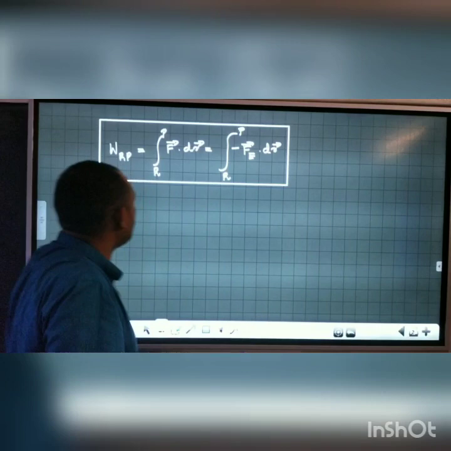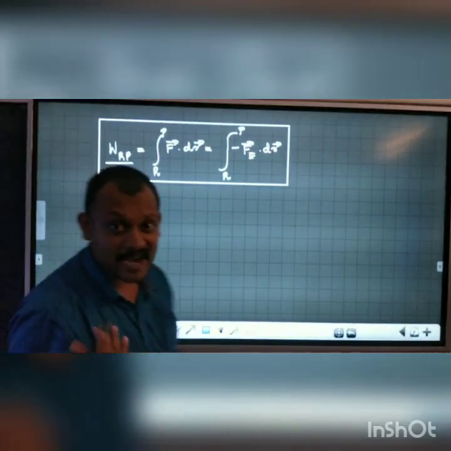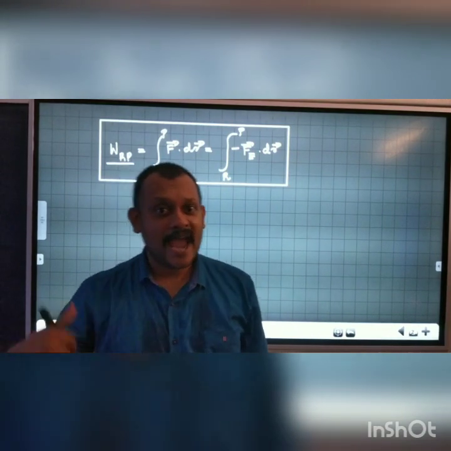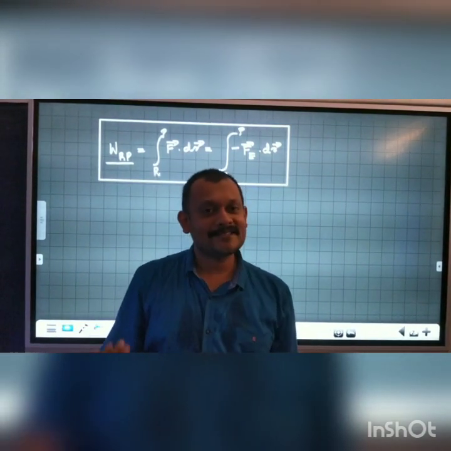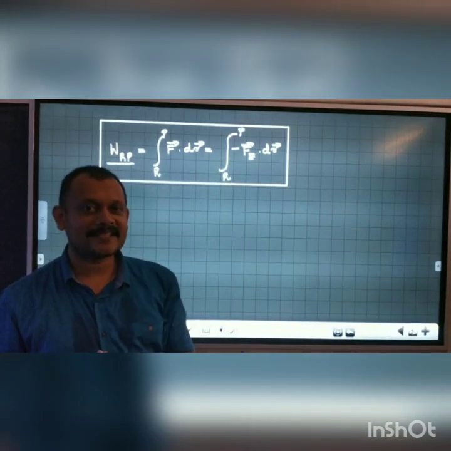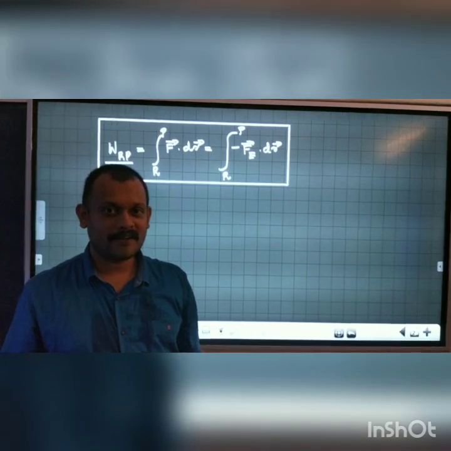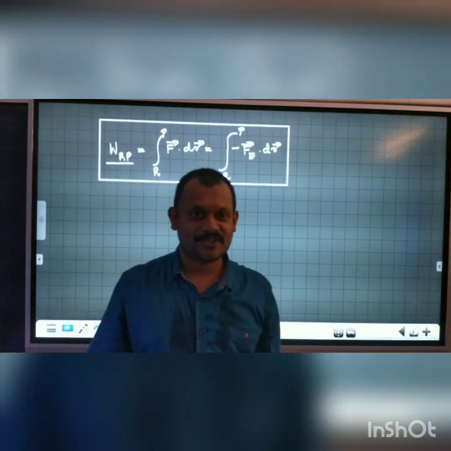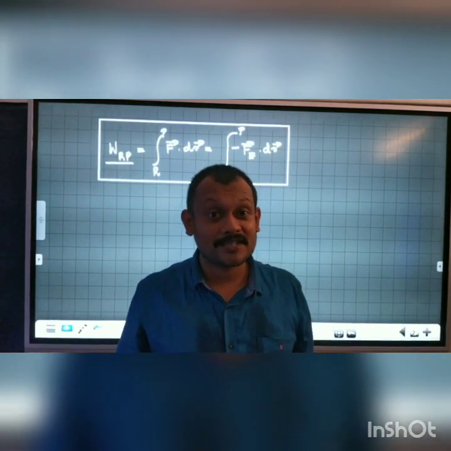Now we are going to continue with the next item. What happened to this work done? So this work is done by the external agency against the electrostatic field. Okay, fine. We have to apply energy conservation. Energy conservation is very important, right? So what will happen to this energy? That's a question to be answered.